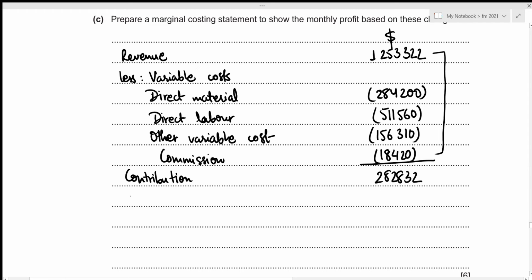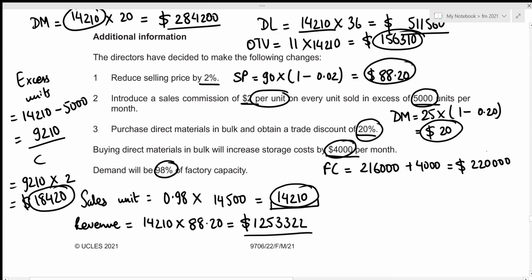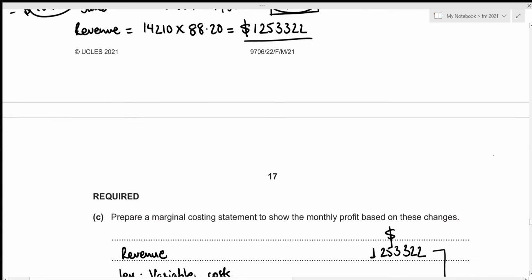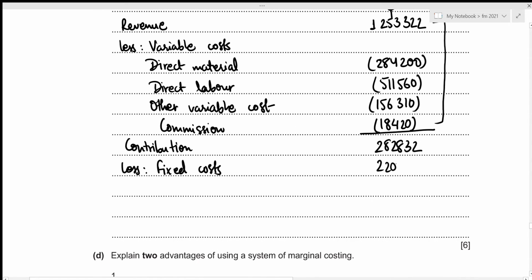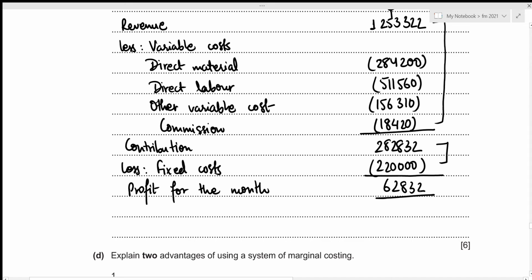282,832. Now we need to subtract the fixed costs. We already adjusted the storage and figured out our new fixed cost to be 220,000. Let's record this. And we need to subtract this. And the difference between contribution and fixed cost is just going to be the profit for the month. So that's 282,832 minus 220,000, which gives the profit for the month to have the value of 62,832. Alright, this concludes the third part of this question.